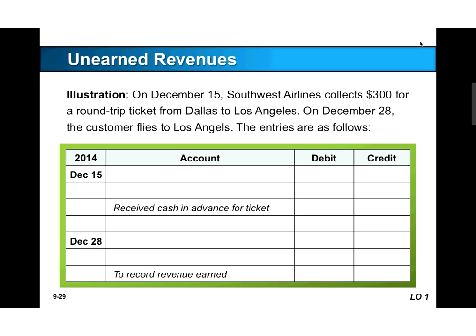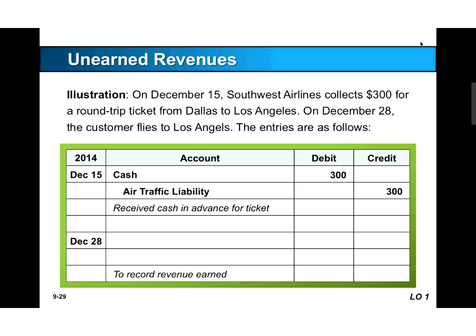Okay, so first thing we're going to do is on December 15th, when Southwest sells that ticket, it's getting cash, so it's going to debit cash because it's getting the $300, and then its credit, it's going to be unearned revenue. And Southwest actually calls it air traffic liability. Okay, so that's their unearned revenue account. So Southwest on December 15th, when the customer buys his $300 ticket, has an increase in cash and an increase in its liabilities. It has not earned any revenue yet because it has not flown the customer yet.